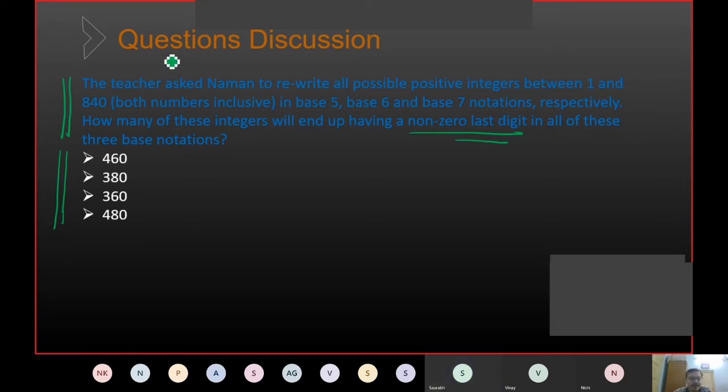That is right. Any number in decimal notation which ends with 0, like 120, 60, 70, all of them are multiples of 10 or divisible by 10. Any number which does not end with 0, for example 82, 138 and so on, has a non-zero last digit, which means they are not multiples of 10. So non-zero last digit in any base n would mean they are not divisible by that number n. So what is the question basically saying? The question is basically saying how many numbers between 1 and 840 are not divisible by 5, not divisible by 6, not divisible by 7.